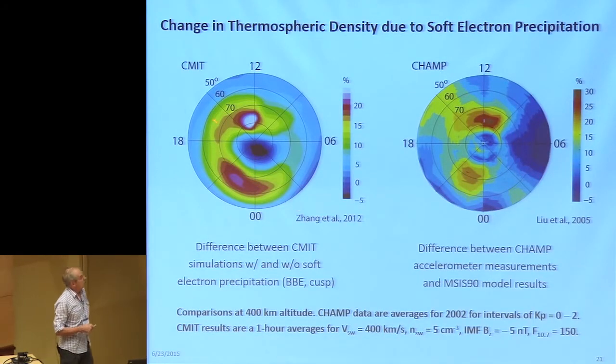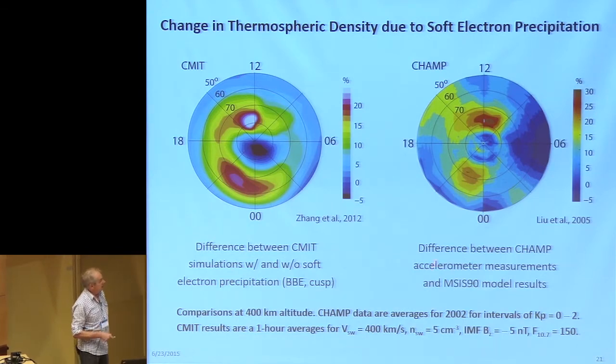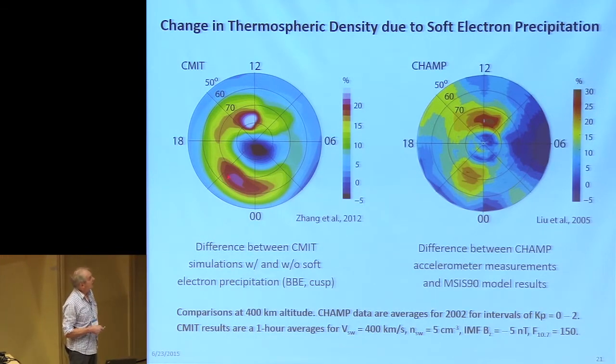Well, Ben actually did this, and it was published in 2012 in a paper. What you see here is the difference between two CMIT runs, one with and without the soft electron precipitation. Both have the hard precipitation, the diffuse and mono, but only one has the soft. And you see that you get a significant enhancement in the thermospheric density when you include the soft precipitation in this model.